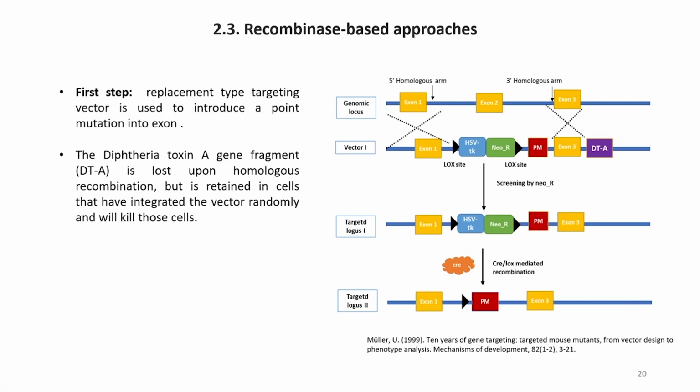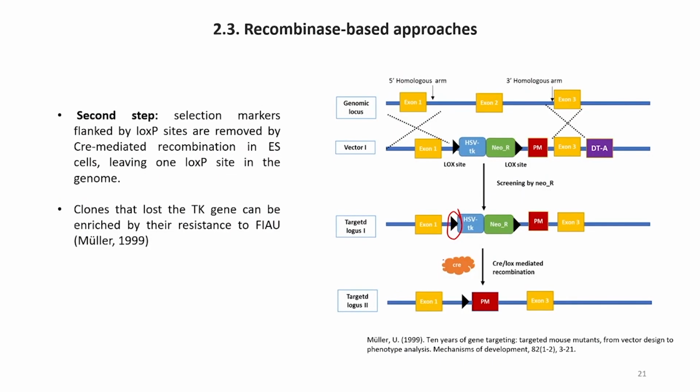The diphtheria toxin gene fragment is actually lost here, but it is retained in cells that have integrated the vector randomly, and therefore, this toxin will kill those cells. So, we are using this to make our selection much more efficient. In the second step, selection markers flanked by these LOXP sites are removed by the Cre-Lox mediated recombination reaction, and we have already learned about the Cre-Lox mediated recombination reaction.